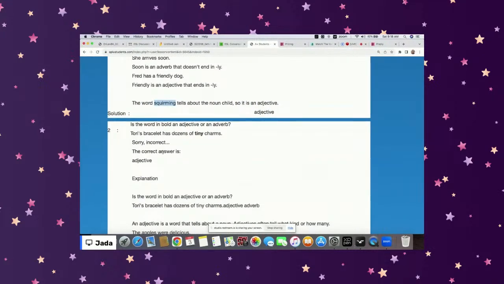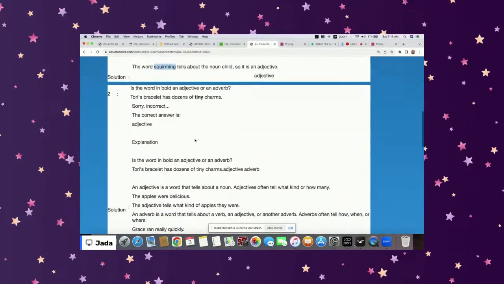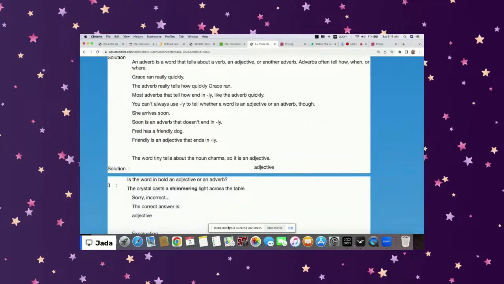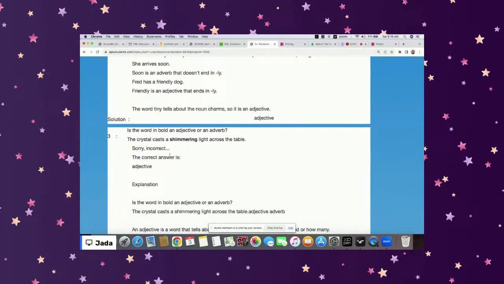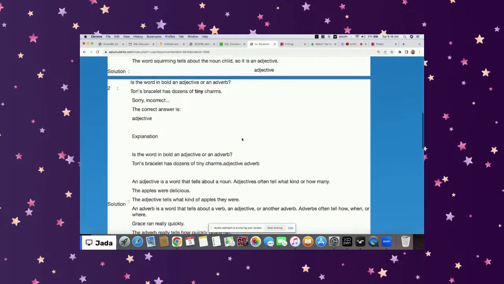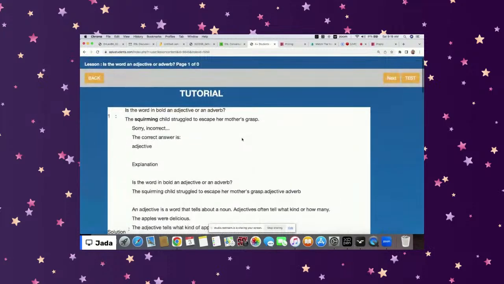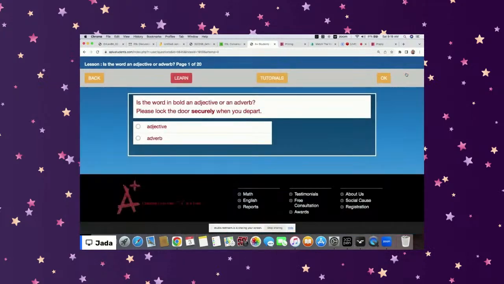Then Tori's bracelet had dozens of tiny charms. This one also, is it an adjective or an adverb? So tiny, it is an adjective. Now the crystal casts a shimmering light across the table, and this is also an adjective. So in this one, you have to look at the words in bold. Which one is an adjective? Which one is not an adjective? Which one is a verb? Adverb. Okay, so let's look at some more.